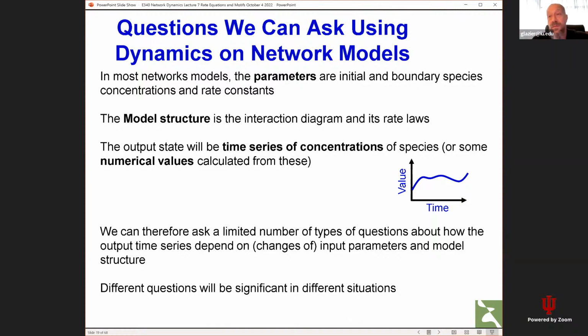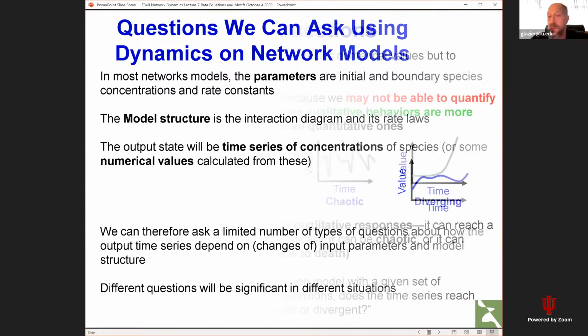This is now not talking about meaning, like what level of vaccination do I have to give to get rid of my virus in my population? Although that could be a question. But there are a limited number of things we can ask about time series of scalar values and how they depend on input parameters and model structure. Which questions we ask are going to be significant in different cases. And let me just do the first one, which is we can ask very qualitative questions.